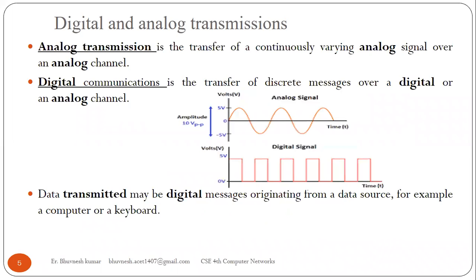Next, what are digital and analog transmission? Analog transmission is the transfer of a continuously varying analog signal over an analog channel. In this media, your continuously varying analog signal is transmitted through an analog channel, that is your wire. Through wire you can send your analog signal. An example of an analog signal is your voice. When we speak, the voice that is transmitted is in the form of an analog wave.